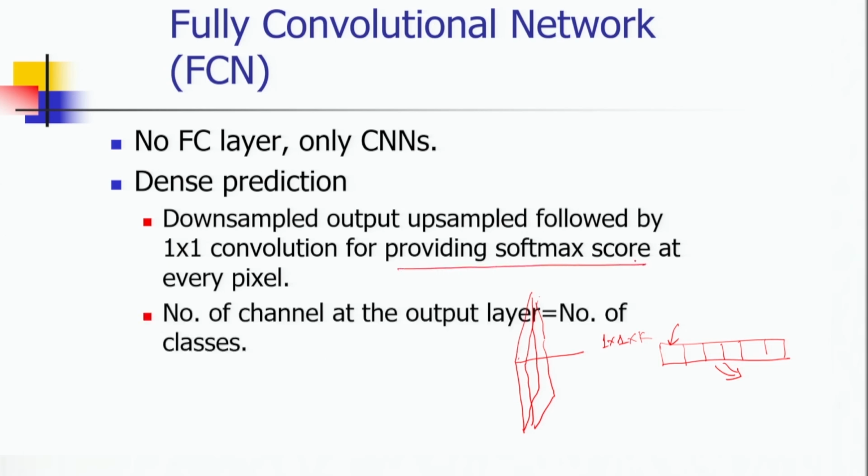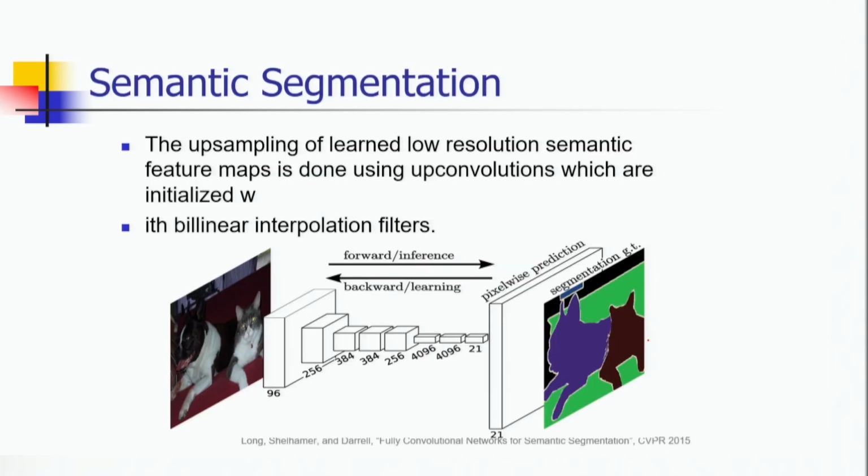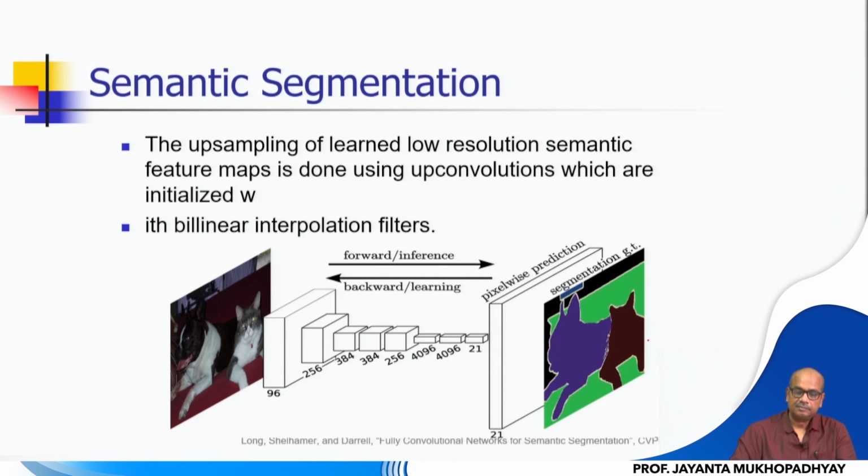So the number of channels of the output layer should be equal to the number of classes that we have considered. And in this case, since the ground truth is available for each pixel location, you can use the cross entropy function as a loss function for training the network. So this is one example of how semantic segmentation could be carried out.